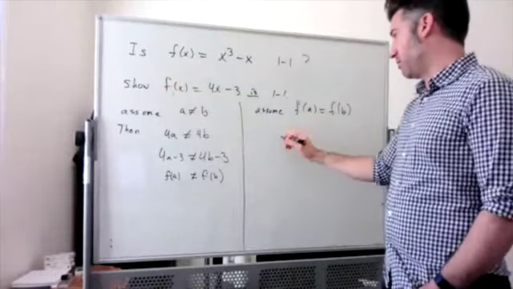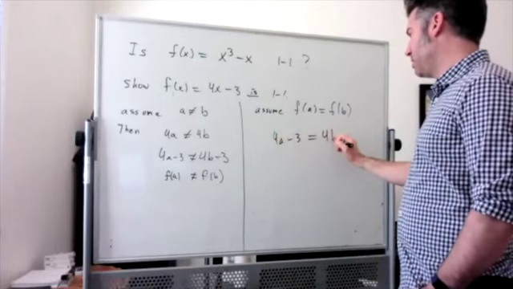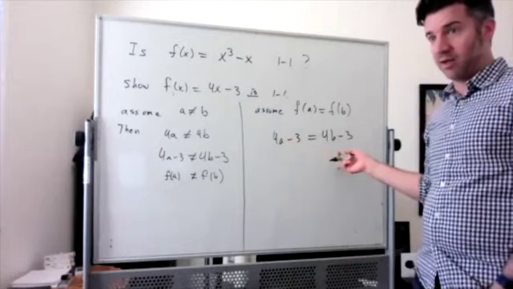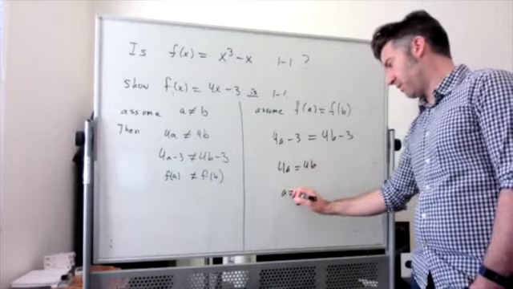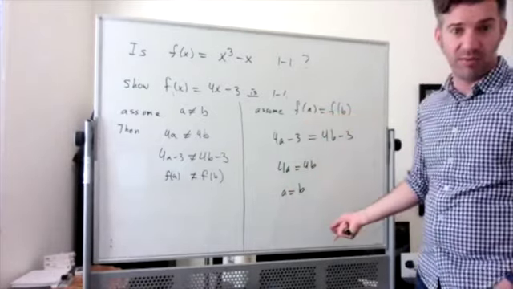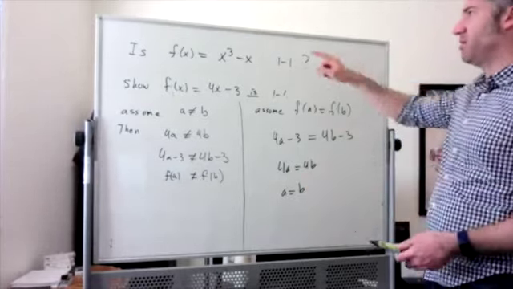So f of a is going to be 4a minus 3 equals 4b minus 3. And then we can see that a has to equal b, right? We can add 3 to both sides. We can divide both sides by 4. So if f of a equals f of b, then a has to equal b, which shows that this function is 1 to 1. All right, so now let's look at this one.